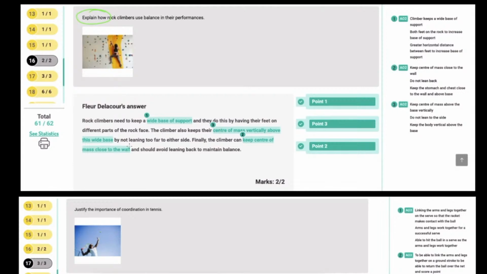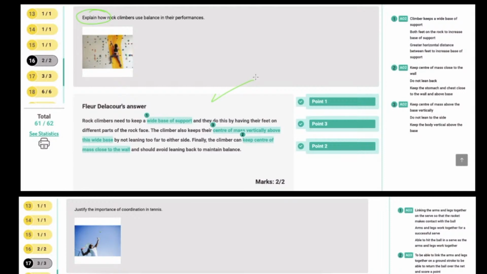The climber also keeps their centre of mass vertically above the base. Now we have that in our definition. And they do this by not leaning too far to either side. Finally, the climber can keep centre of mass close to the wall and should avoid leaning back to maintain balance. Wow, what a wonderful answer that is. And that answer clearly expresses the meaning and how you would apply balance.